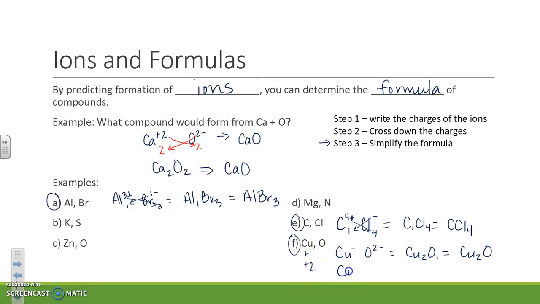Well, what about here with a +2 charge? If we had copper with a +2 and oxygen with a -2, when we cross those down, we would end up with Cu2O2. Can it simplify?